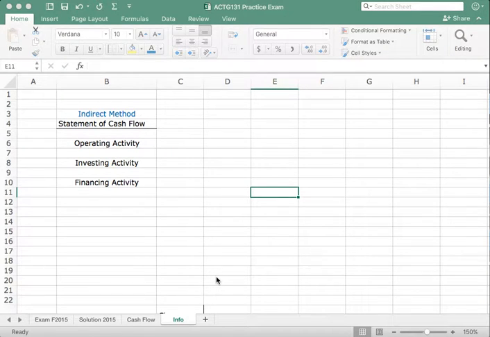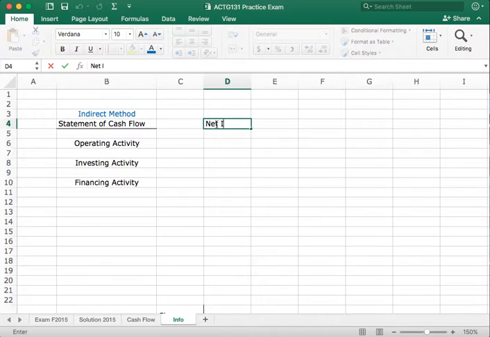I want to give you a little bit of a lecture regarding the statement of cash flows. We'll be doing the indirect method, meaning that we will always begin our operating activity with net income. So let me type it in here for you. Net income. And then the second piece is we're going to add depreciation expense.